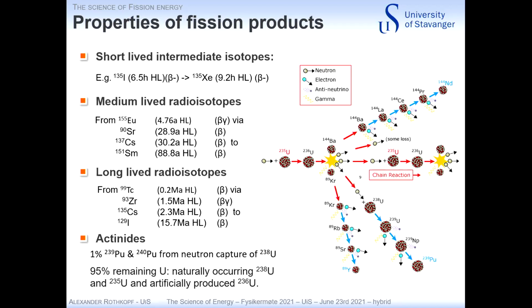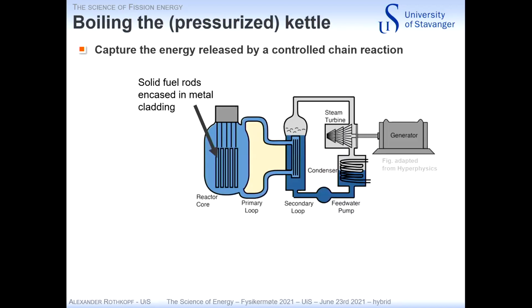Okay, so we've talked about fission, the chain reaction, the fission products. How do we now technically use this to extract the energy from the fission reaction? And this is, believe it or not, boiling a pressurized kettle. And that's the standard principle that we use in current nuclear power plants. Here is a rough sketch. Let me go through this with you.